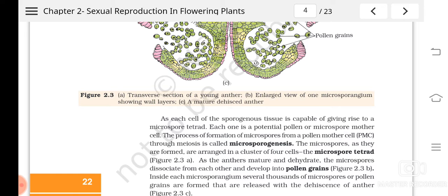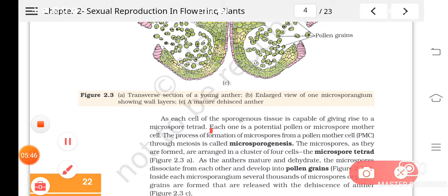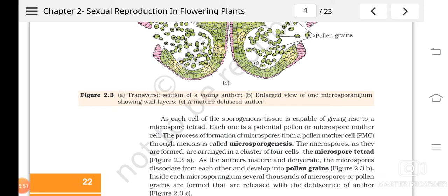Is it clear? When I told you about the microsporangium, I told you wall layers will be there, and in the center there will be some tissues called sporogenous tissues, isn't it? And each of these, listen very carefully, each of the sporogenous tissues, they are capable of what? Giving rise to a microspore tetrad. Understood? So each one of these is a potential pollen mother cell. Each of the cells in the sporogenous tissue is capable of producing a pollen grain mother cell or microspore mother cell.